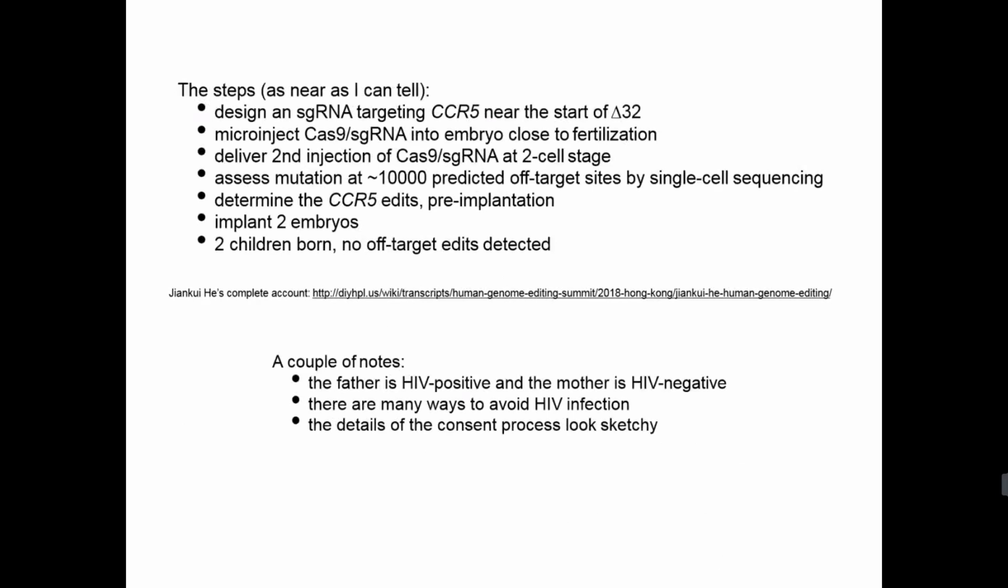So the first step was they designed a guide RNA to recognize a region of CCR5 very near the start of the Delta32 deletion. So that makes a certain amount of sense. They introduced the Cas9 plus the guide into the embryos very soon after fertilization and then again at the 2-cell stage. They looked at the mutation at the CCR5 locus, and they also looked at a bunch of additional sites that they were concerned might be off-target editing sites. They identified the CCR5 edits, implanted a couple of embryos, and grew a couple of humans.